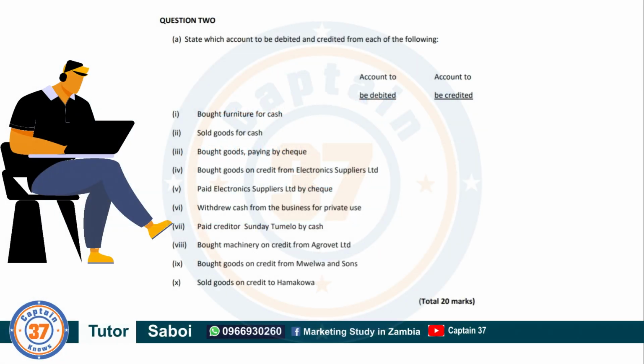This was question 2. And in question 2, students were asked to state which account to be debited and credited from each of the following. So there are scenarios that are given, and for each scenario, a student has to indicate which account is to be debited and which account is to be credited.